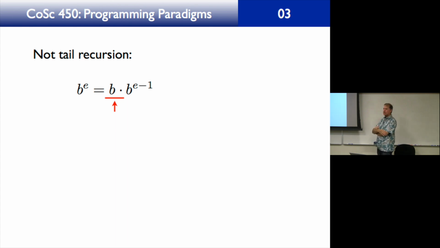So now, how would you write this? We're going to have a helper function. By the way, how many parameters does power have? It has 2. What are the parameters? B and E. But now what will the helper function have? How many? 3. It'll have 3.